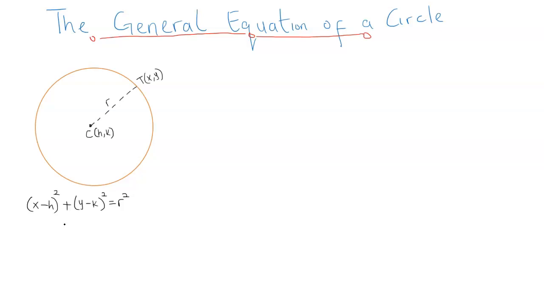First, let's remove the brackets. Now, if I remove the brackets x minus h all squared, I would have x squared minus 2hx plus h squared. Now, if I do the same for y minus k all squared, I would have y squared minus 2ky plus k squared. And of course, the right hand side is r squared.